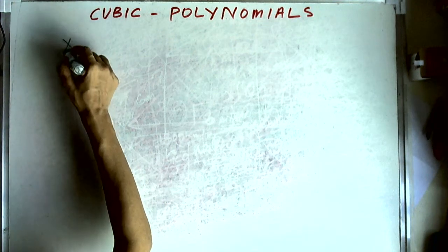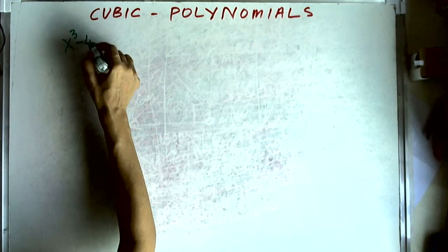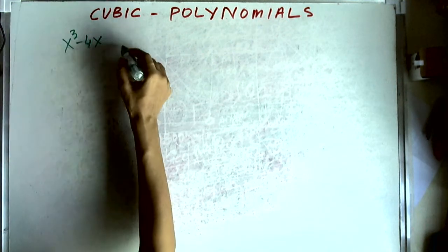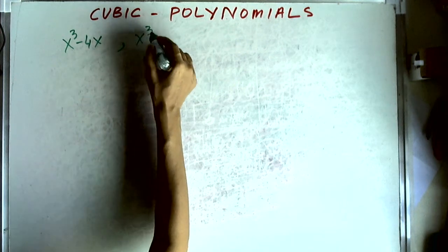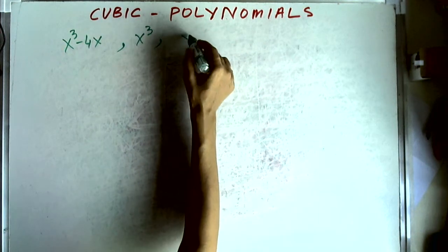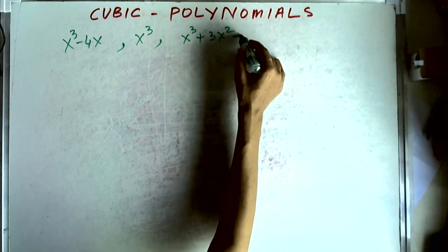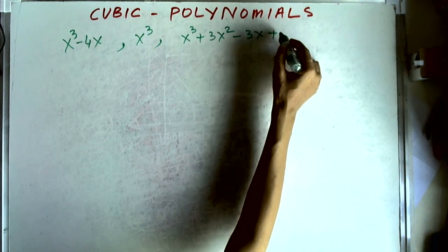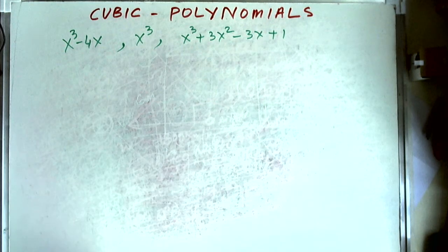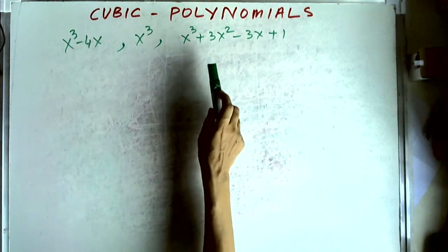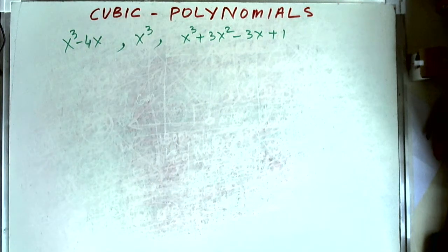For example, x cube minus 4x, or just x cube, or x cube plus 3x square minus 3x plus 1. So these are all cubic polynomials and all of these have a maximum degree of 3. Now we will see how to draw their graph.